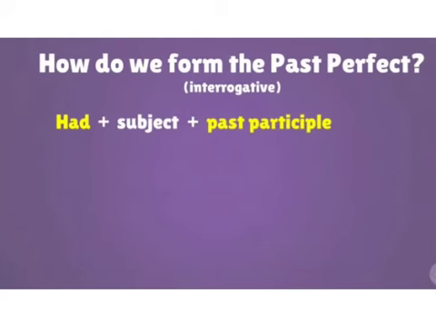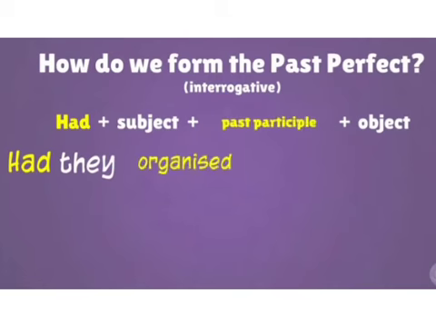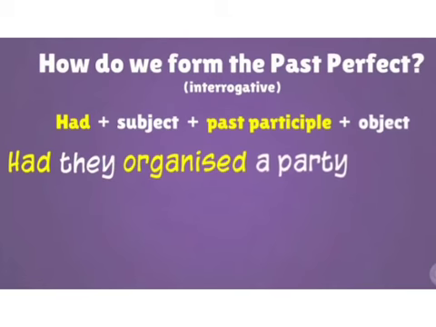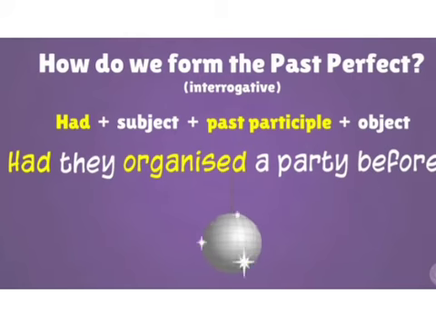Let's move on to the interrogative. What will come for interrogative? The auxiliary verb here is had, that you have to bring to the front. So had plus subject plus past participle plus object. So, had they organized a party? Organize is the basic form of the verb. Organized is the past participle. So, had they organized a party?